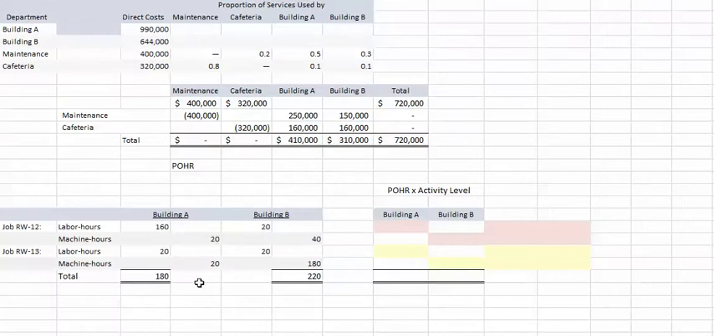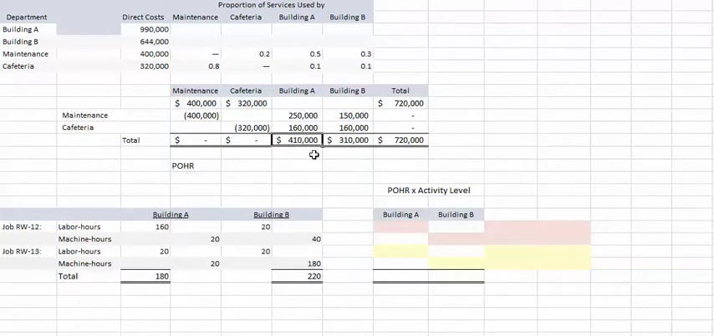All right, we're given the following information regarding the usage in Building A and Building B. In Building A, we're told that we're going to allocate the overheads assigned to Building A on the basis of direct labor hours, which was 160 and 20 for the two jobs, RW12 and RW13. The cost in Building B will be allocated on the basis of machine hours, which is 40 for RW12 and 180 for RW13.